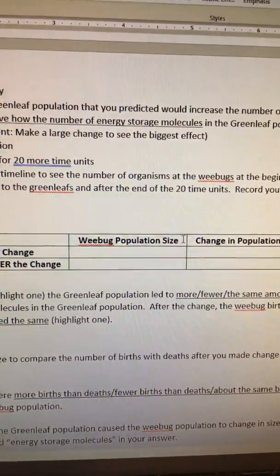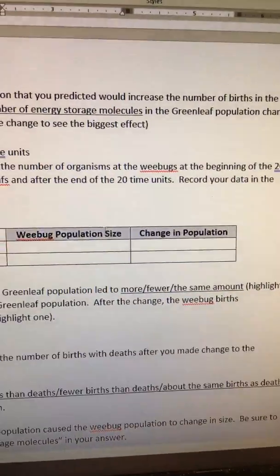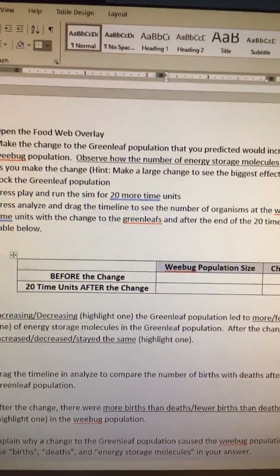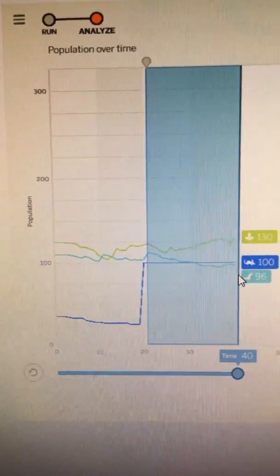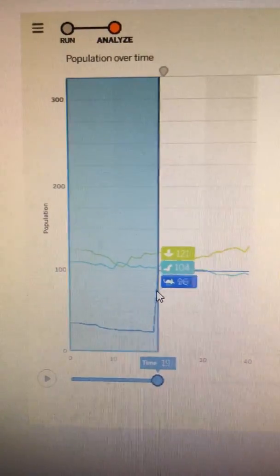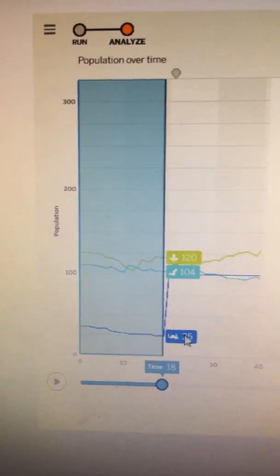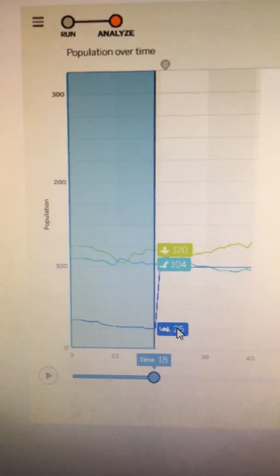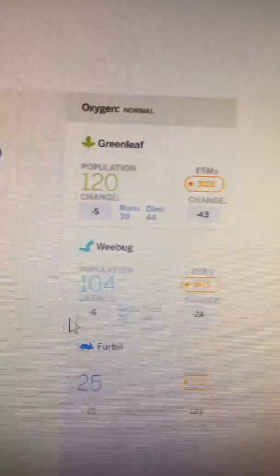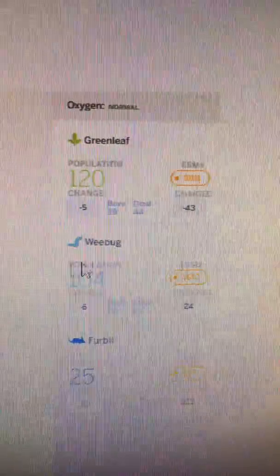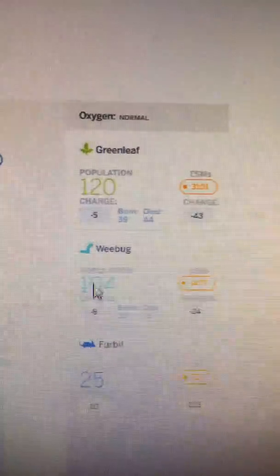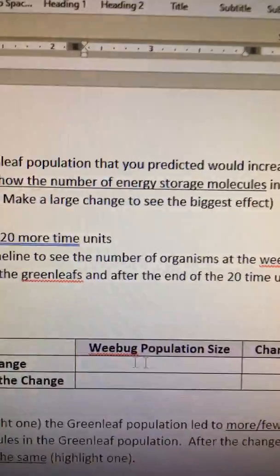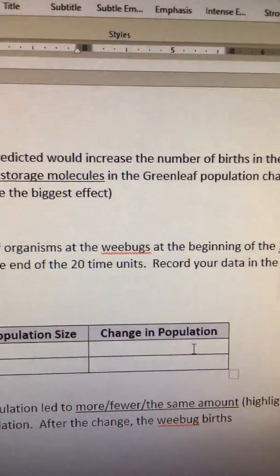So we're again just going to look at the population size and the change in population. So if I'm doing this example with the fur bills, okay, before the change I would take this dark blue line here and I would drag it before I changed the fur bills to 100. So about right there is about where I changed it. So you can see I had only 25 fur bills. And then I'm going to come over here and look at my wee bug population and say, all right, before I changed it, my wee bug population was 104, and they were slightly decreasing. So I would record 104 here, next to before the change, 104 wee bugs. The change was a -6.